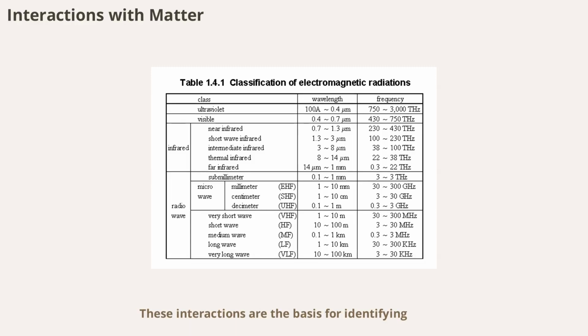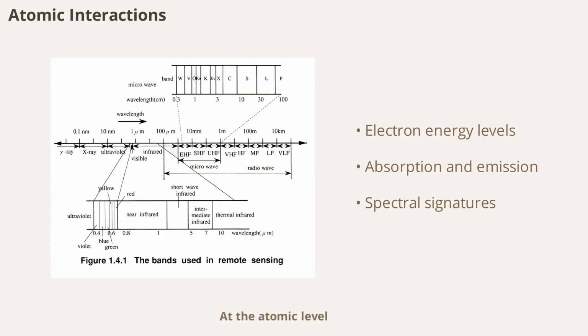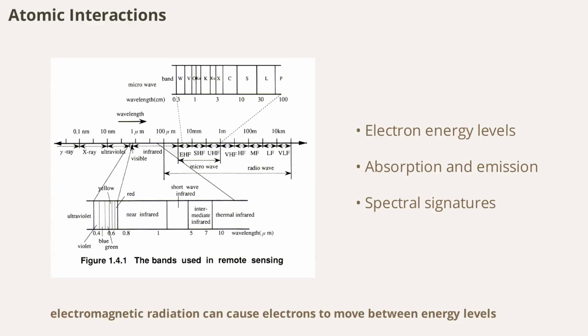These interactions are the basis for identifying and analyzing different materials using remote sensing. By studying how radiation is absorbed or emitted at different wavelengths, we can infer the composition and condition of objects on Earth. At the atomic level, electromagnetic radiation can cause electrons to move between energy levels.